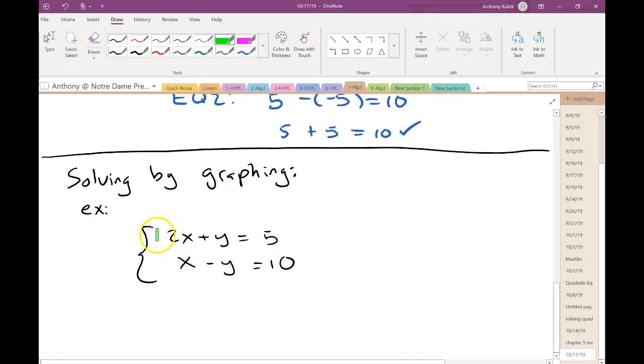So in order to graph a linear equation, what would make life a little bit easier? Well, if they're in y equals form, right? If they look like y = mx + b, that would make life a little bit easier, right? So the first thing I'm going to do is rewrite them in that form. So from the first equation, I'm going to subtract 2x from both sides. And in the second equation, I'm going to subtract x from both sides and then divide by -1.